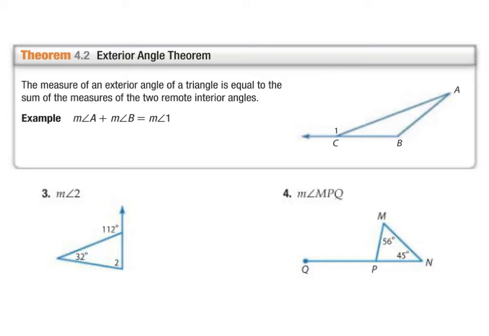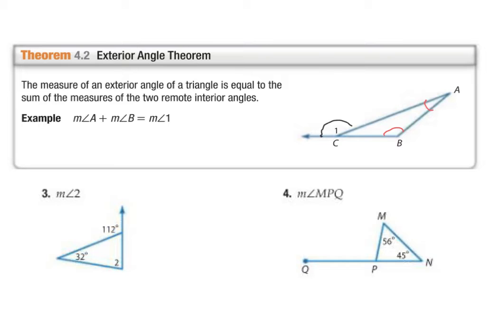The exterior angle theorem is telling me that, talking about a triangle, we have an exterior angle, which is any line that's extended out from the triangle. Two remote interior angles would be angles that are not associated with that outer angle. Those two angles have to add up to equal the exterior angle.